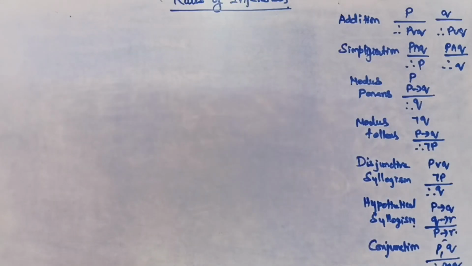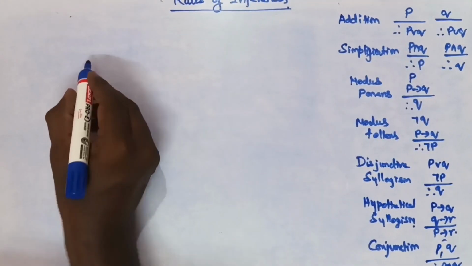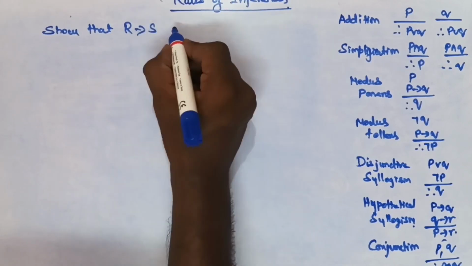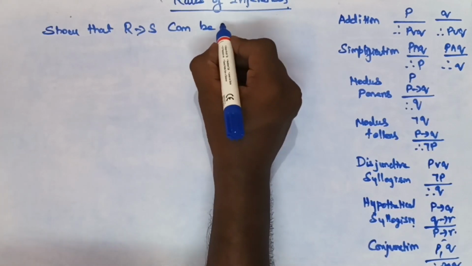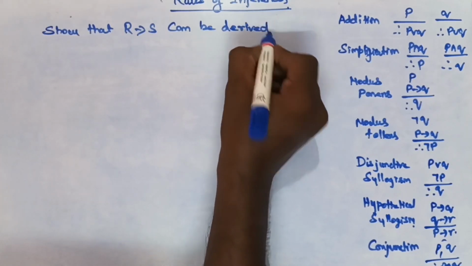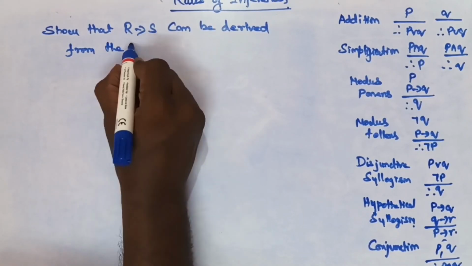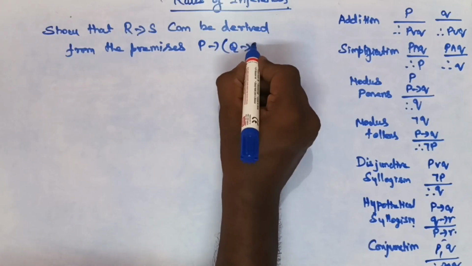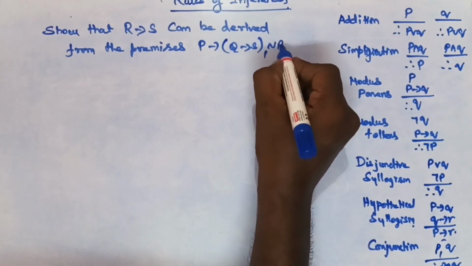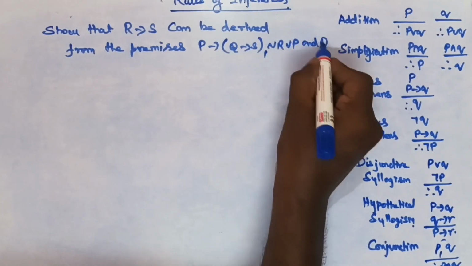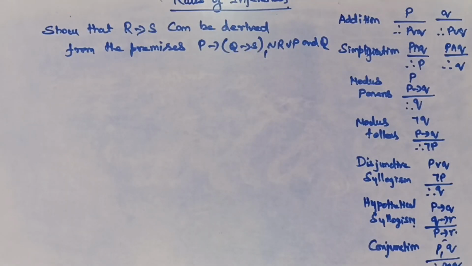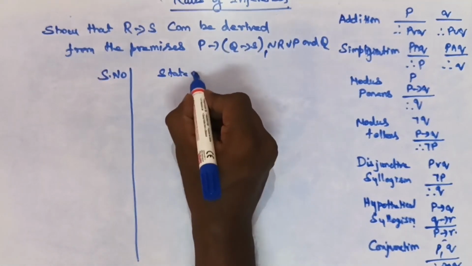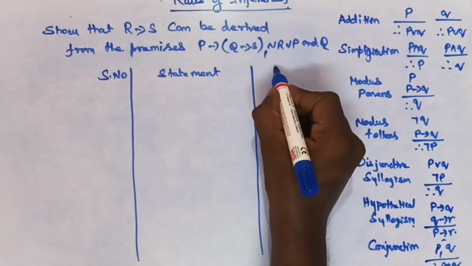First one: show that R condition S can be derived from the premises P condition Q condition S, not R or P, and Q. So this is going to be serial number, statement, reason.